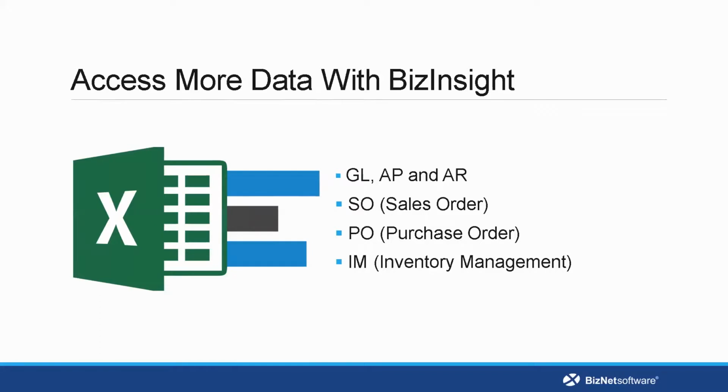So, access more data with BizInsight. My presumption is that a majority are Sage 100 users and users of our BizInsight 5 product. And with that, you get GL. What we're going to be going over today is sometimes called a content pack, or Sage 100 System Connector. So we're going to dive into the capabilities of the software more from an accounts payable and receivable perspective, sales orders, purchase orders, and inventory management.